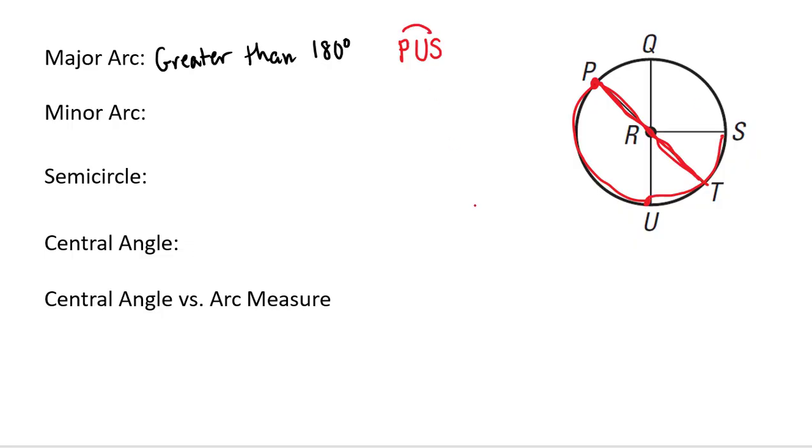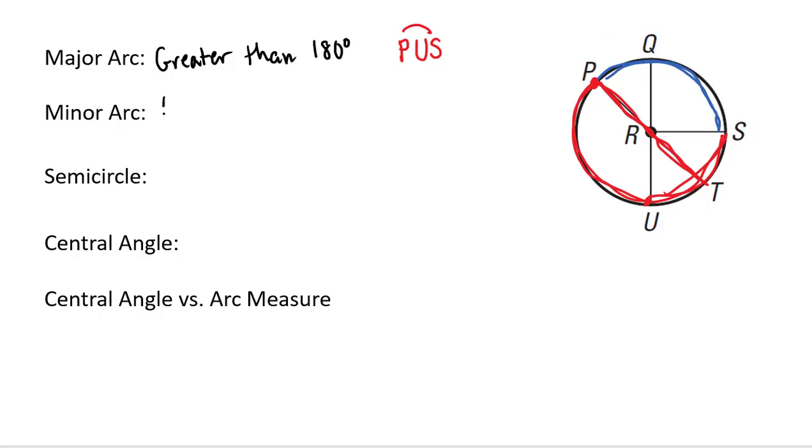So that's that arc. I could not just say arc PS because I don't know if arc PS is the one that I have highlighted here in red or the one that's in green. So you have to name it by 3 points.